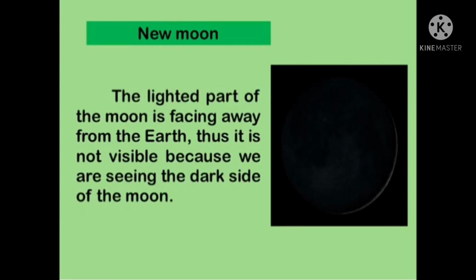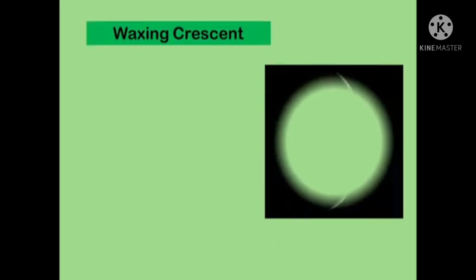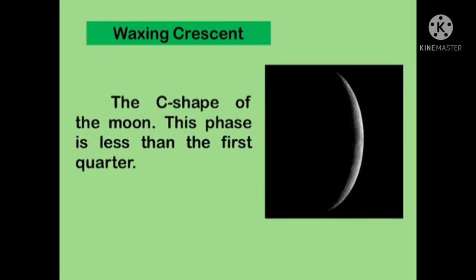The new moon is when the lighted part of the moon is facing away from the Earth. Thus, it is not visible because we are seeing the dark side of the moon. Waxing crescent. The C shape of the moon. This phase is less than the first quarter.